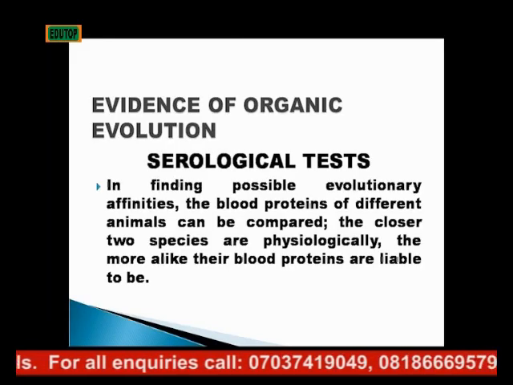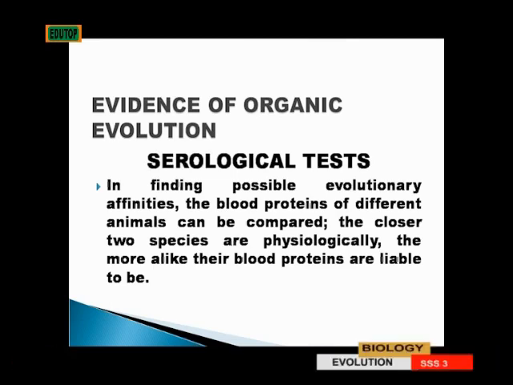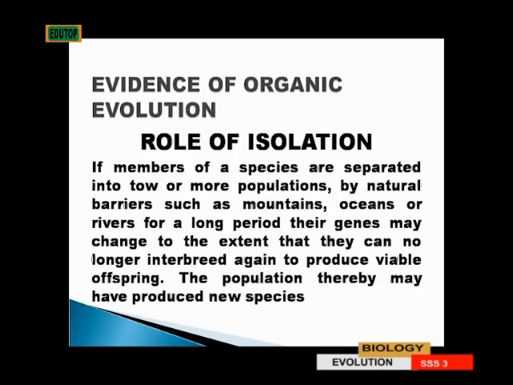Another evidence is serological tests. In finding possible evolutionary affinities, the blood proteins of different animals can be compared. So the closer two species are physiologically, the more alike their blood proteins are liable to be. So when you check the blood proteins of animals that are closely related, their blood proteins are also very, very similar.